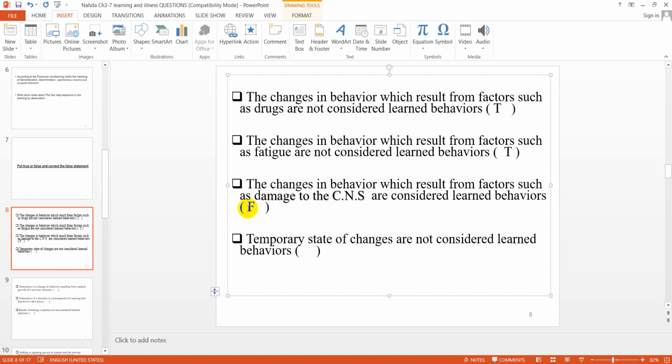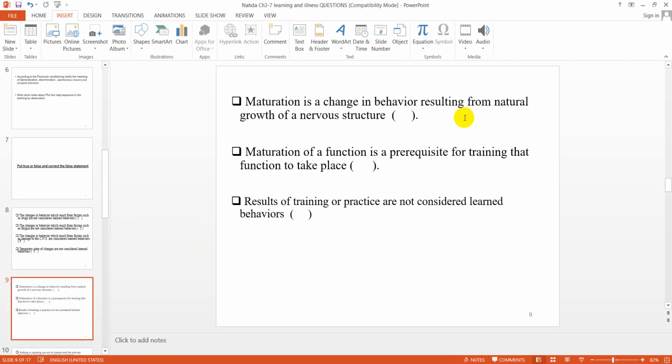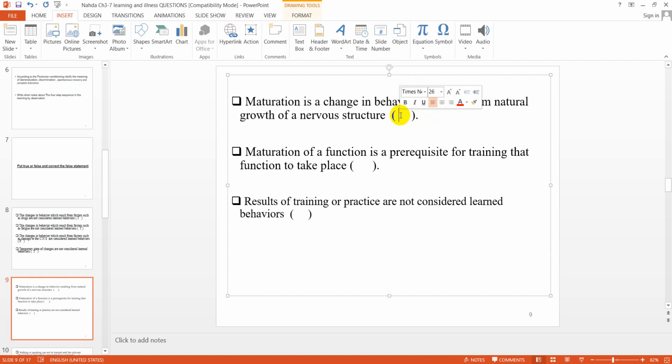Temporary state of changes are not considered learned behavior. Yes, because learning is not a temporary state. It is a permanent change in behavior, as we said before. Maturation is a change in behavior resulting from natural growth of a nervous system. Yes, true. Maturation of a function is a prerequisite for training that function to take place. Yes, true.